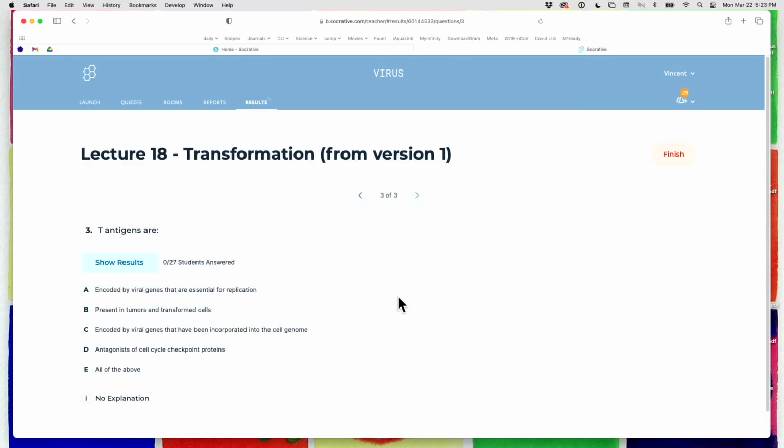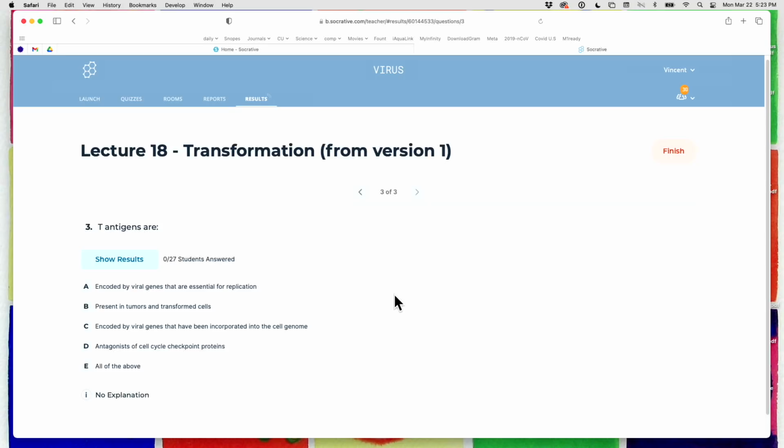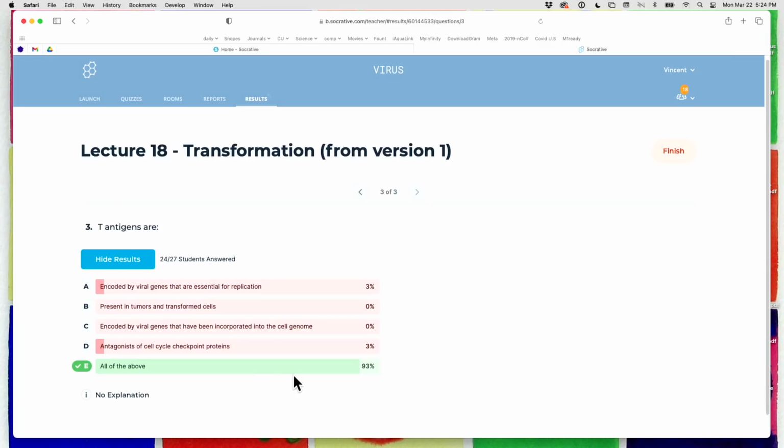But first, a quiz. T antigens are A, encoded by viral genes that are essential for replication, B, present in tumors and transformed cells, C, encoded by viral genes that have been incorporated into the cell genome, D, antagonists of cell cycle checkpoint proteins, or all of the above. Right? Most of you got all of the above. That's right. T antigens are all of these things. They are viral genes essential for replications. They're present in tumors and transformed cells.